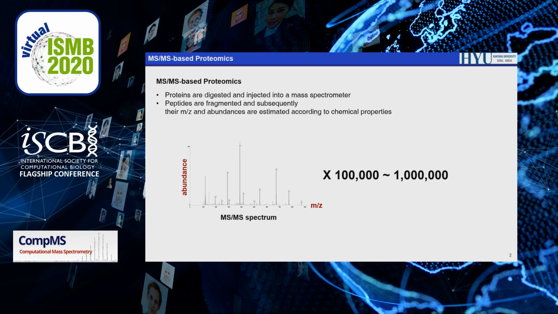In the end, we can get from hundreds of thousands to a million tandem mass spectra from a single experiment. Peaks in a spectrum represent mass-to-charge ratio and abundance of partial peptide sequences. Now, the final step is how to infer peptide sequences from the spectrum.